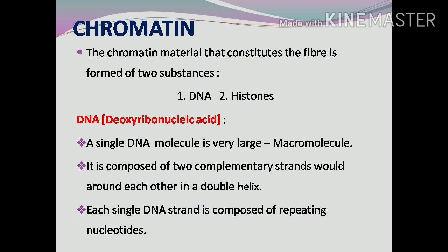Next, we can study about the chromatin. The chromatin material that constitutes the fiber is formed of two substances. The first one is DNA, deoxyribonucleic acid. It is about 40%. The second one is histones, a particular type of protein. It is about 60%. So this DNA and histones together we call chromatin.